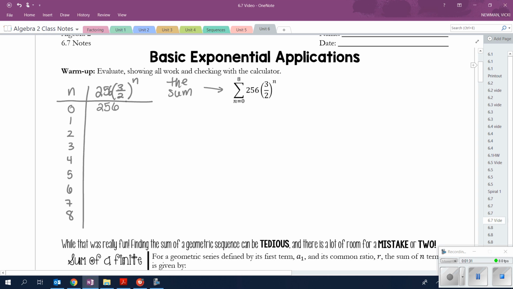Gina, plug in 1, tell me what you get. Allie, plug in 2, tell me your answer. Morgan, 3. Joe, 4. Alyssa, 5. Brittany, 6. Nadia, 7. Hunter, 8. Tell me the number you get. Leave it as a fraction if you get a fraction. Cool?